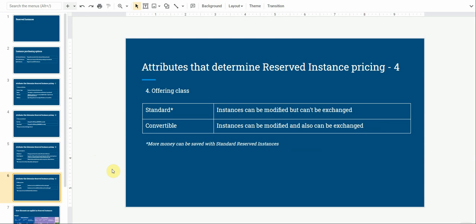Fourth attribute is offering class, standard and convertible. With standard, instances can be modified but cannot be exchanged. Convertible instances can be modified and also can be exchanged. More money can be saved with standard reserve instances.